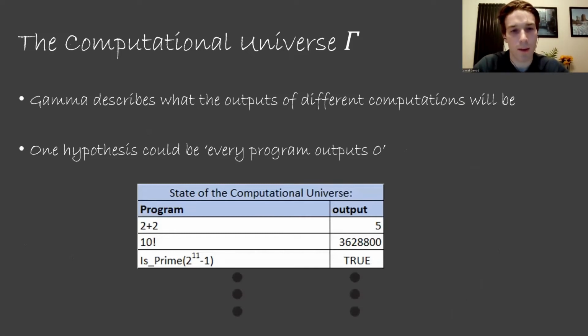Okay, so now let's talk about gamma. Gamma describes what the outputs of different computations will be. The elements of this are also mappings, but instead of taking time in as an input, they take in a computation and map it to an output. As an example of an element of gamma, we could have a map that maps everything to 0, so it says every program will output 0. We can also have more complicated ones that make more realistic predictions, like the table that I've given here. It gets some things wrong, but also some things right. Hopefully this seems a bit more intuitive than phi. Each element of gamma makes predictions about what different computations will output.